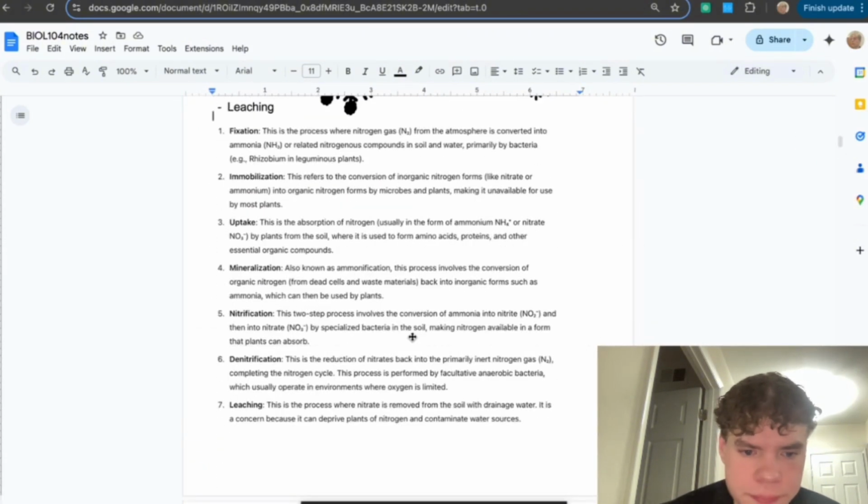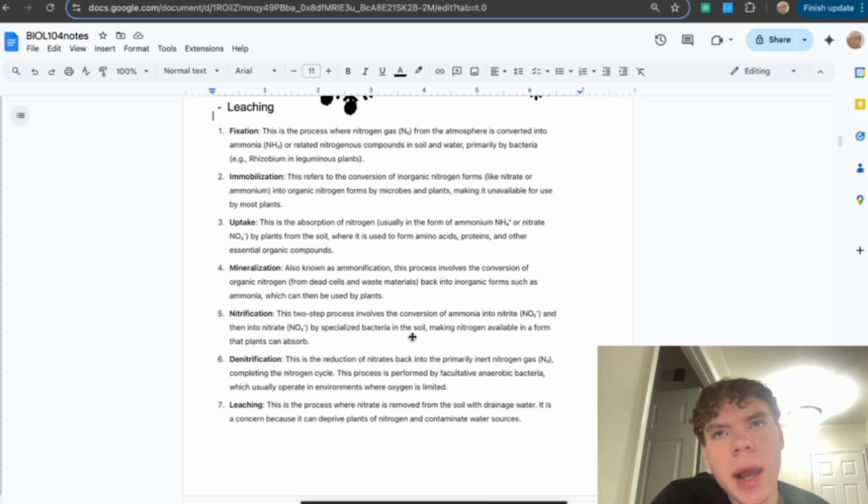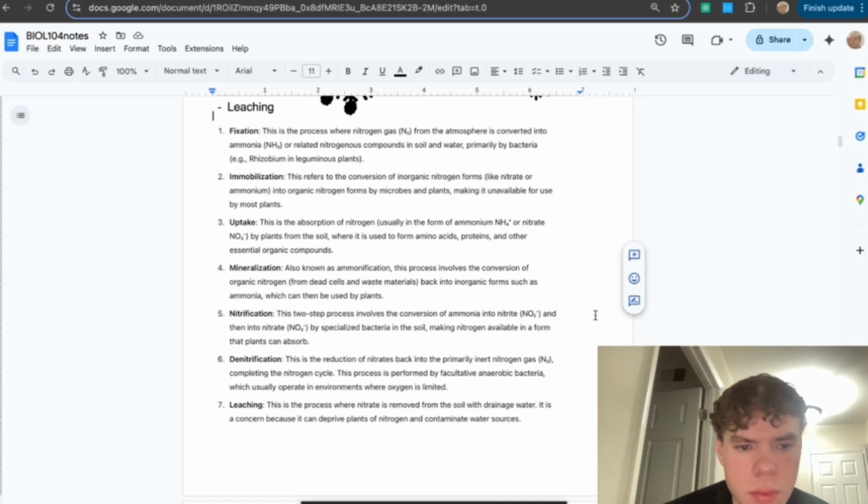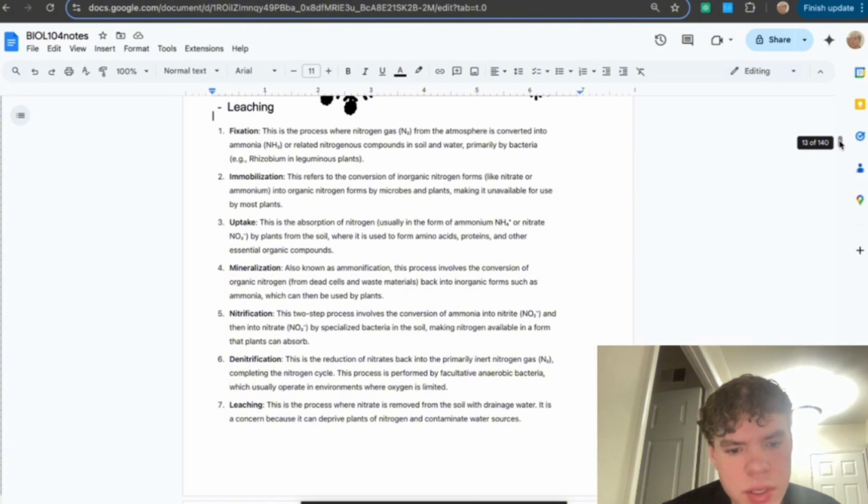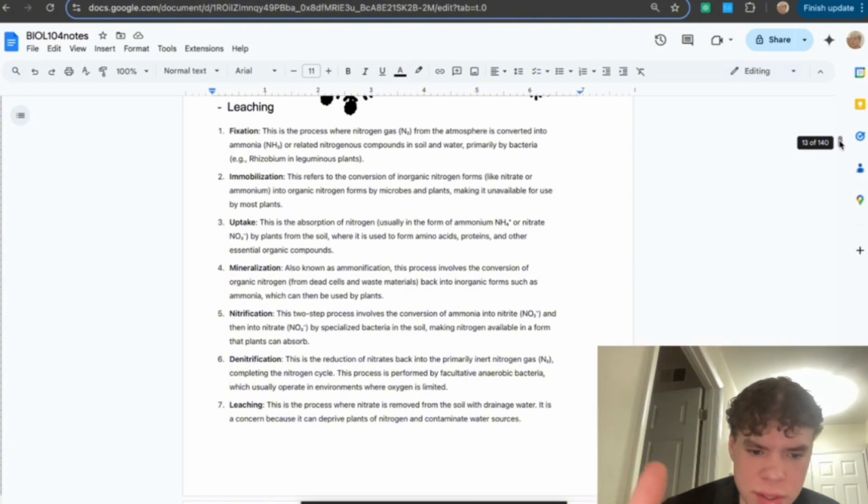So nitrification. This two-step process involves the conversion of ammonium into nitrite and then into nitrate by specialized bacteria. So if you think of nitrification, it just thinks of how is ammonia, which is NH3, going to go into nitrate and nitrite, which is then absorbed by plants. Denitrification. This is the process of how nitrates get turned back into nitrogen gas and go back into the environment.